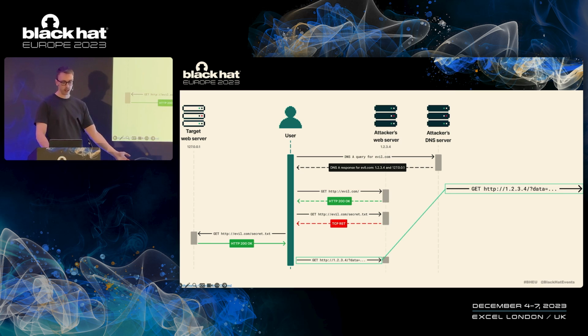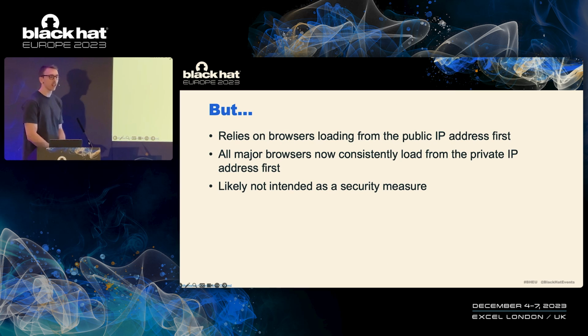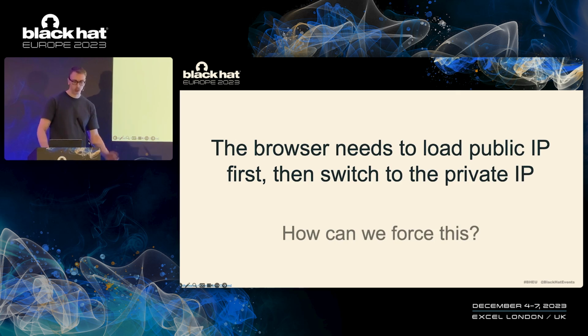So in theory, this works great, but that issue of having to load from the public web server first is a bit of a problem, unfortunately. While I was doing testing, I consistently got browsers loading from the private IP address first. And this broke the attack. It's not intended as a security measure, as far as I understand, and one of the Chrome developers even confirmed this for me when I tried to report something I'll show later on to them. But it's really effective at stopping this technique. So we're left with this problem.